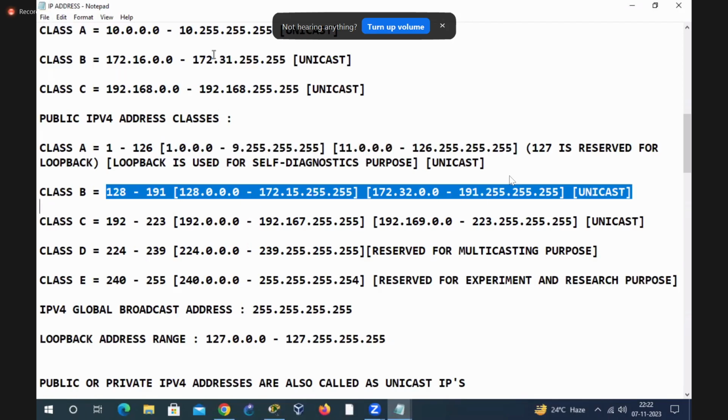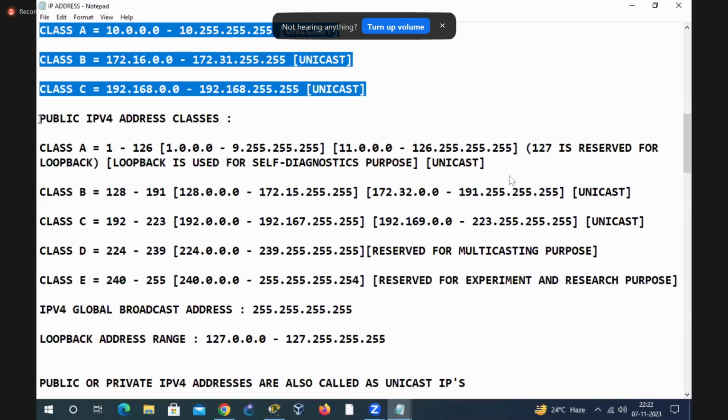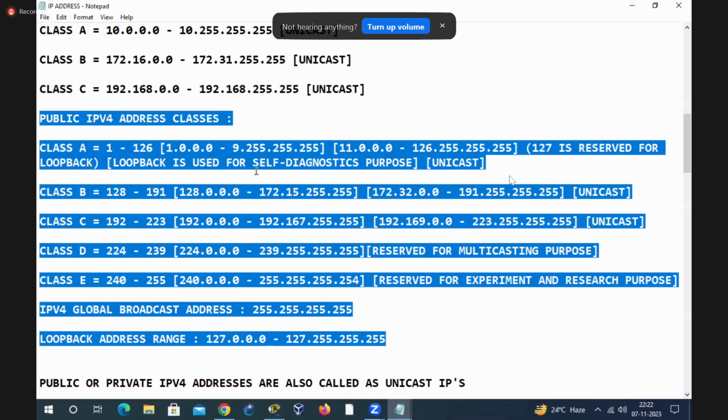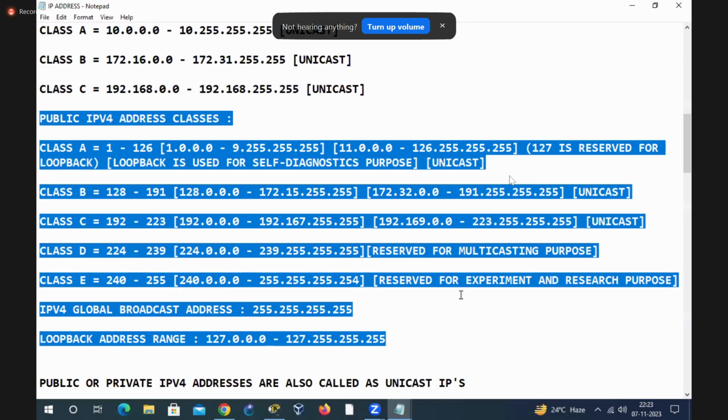Private address range is easy, you can do it without any problem. But public address ranges, because you have short range and full range, I need you to memorize this public all classes range. For what reason class A addresses are used, what is unicast, what is multicast, which one is used for broadcast, everything.